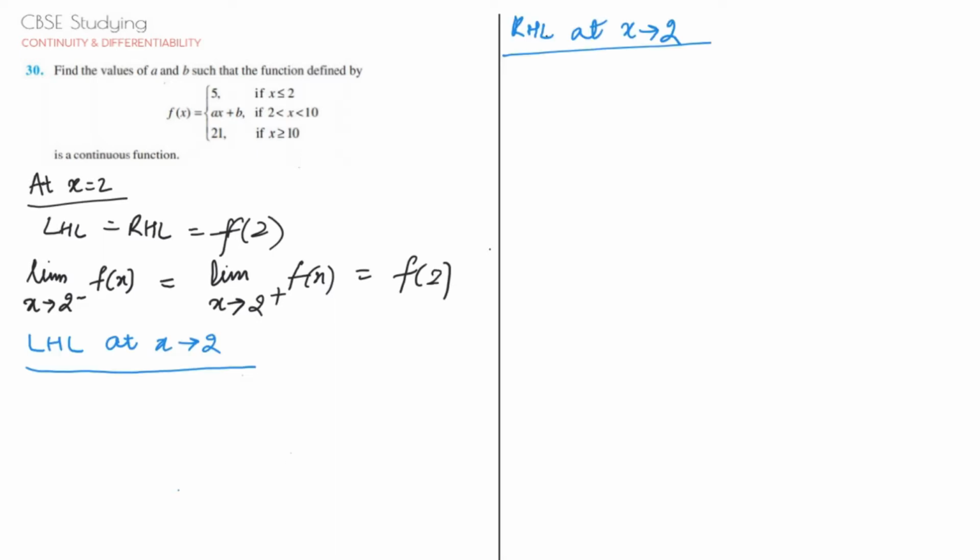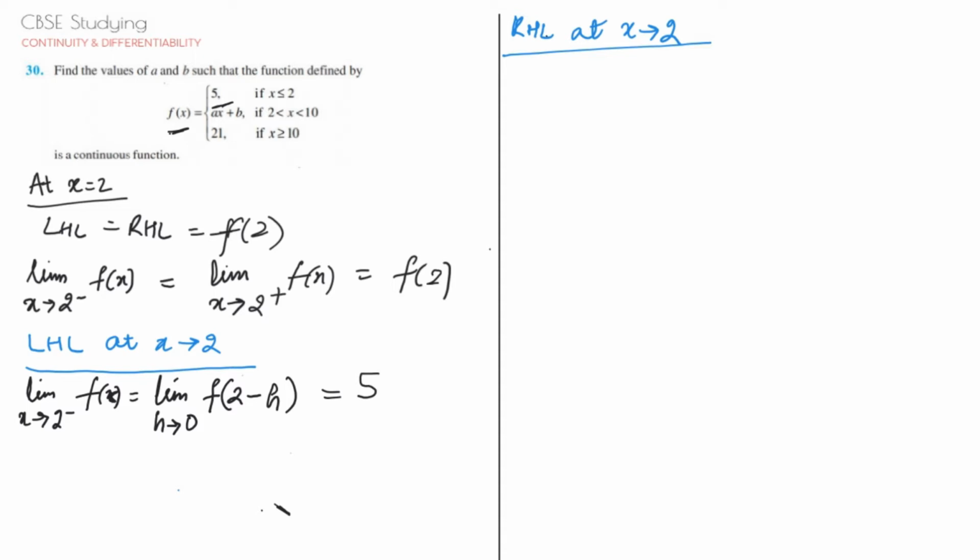So now let's find out LHL at x tends to 2. Limit x tends to 2 minus f of x. By now we know the drill, right? So this becomes limit h tends to 0 f of 2 minus h, right? Now, for values lesser than 2, what is the value of f of x given as? It is given as 5. So directly we write it as 5.